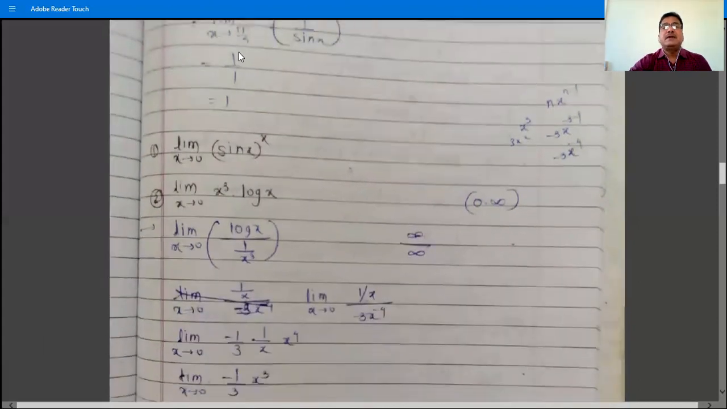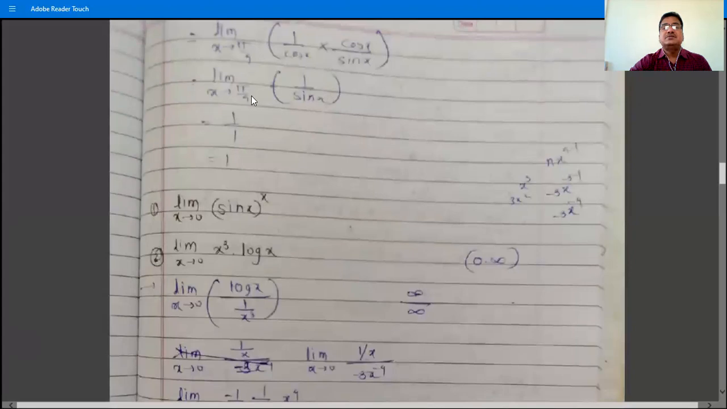Next problem, this value is wrong. Substitute x as pi by 4. So write sin pi by 4, the value of sin pi by 4 at this place.